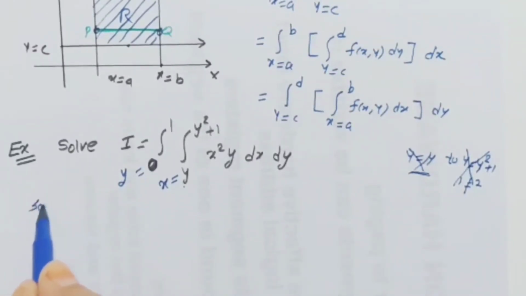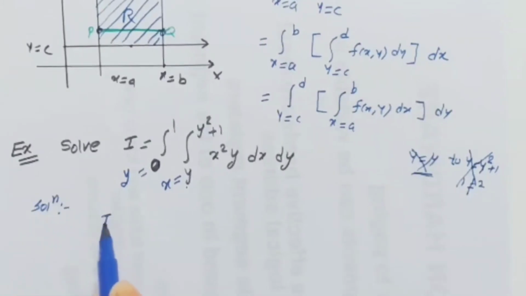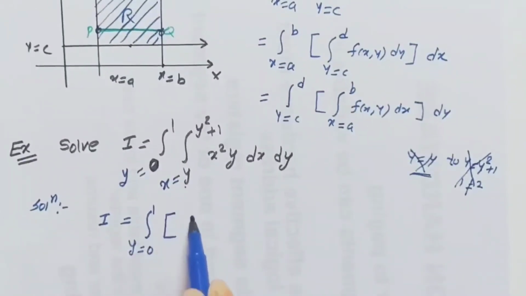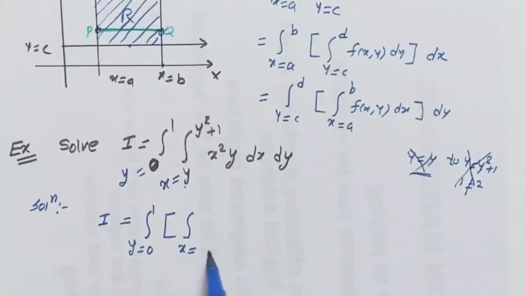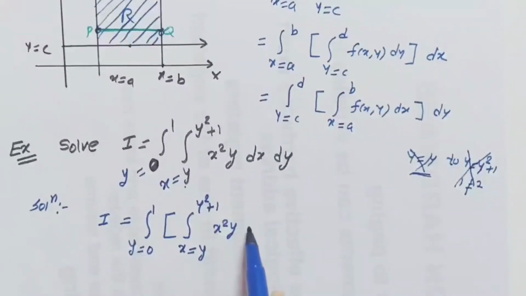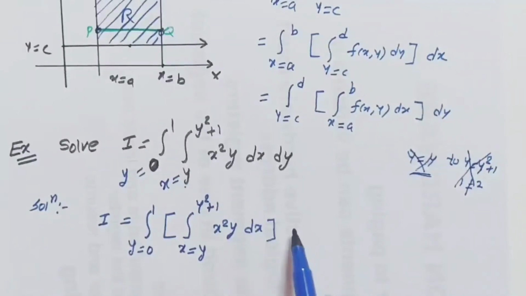So here to solve this integral, we have to take the constant limit outside. Here the constant limit is of y, that is integral 0 to 1, and inside we have to take x. The limit of integration is y to y square plus 1. The function is x square y. Here we are taking integration with respect to x. First we have to integrate with respect to x and then with respect to y.